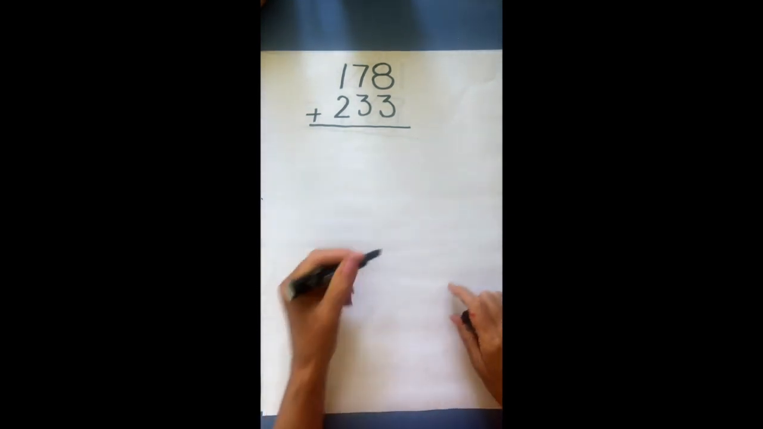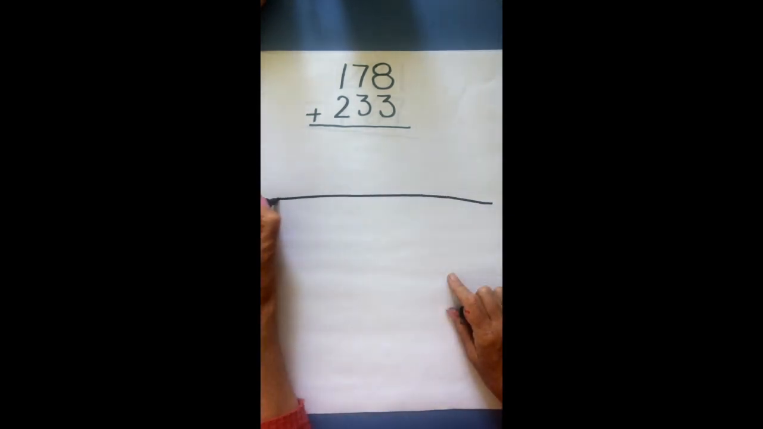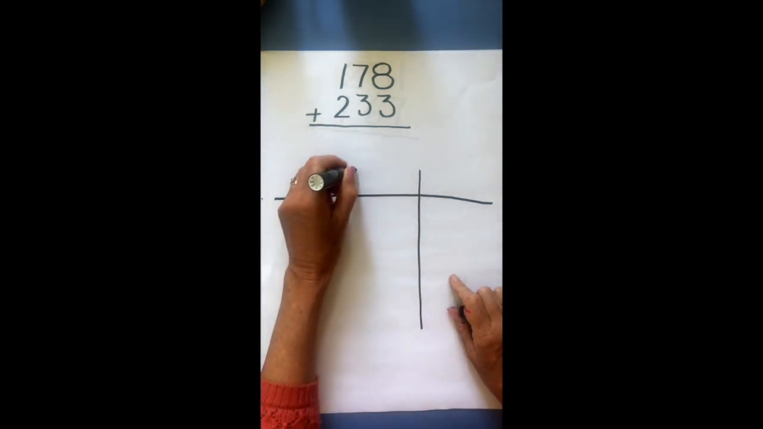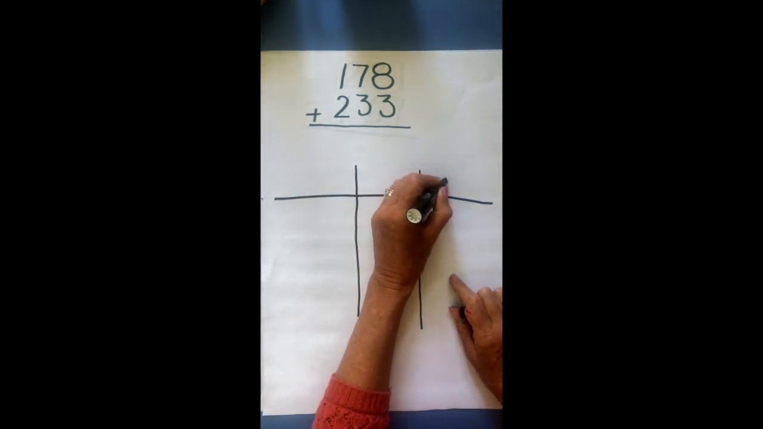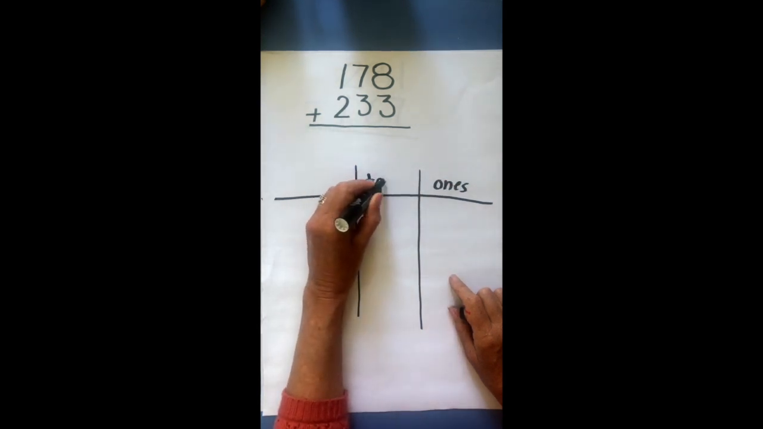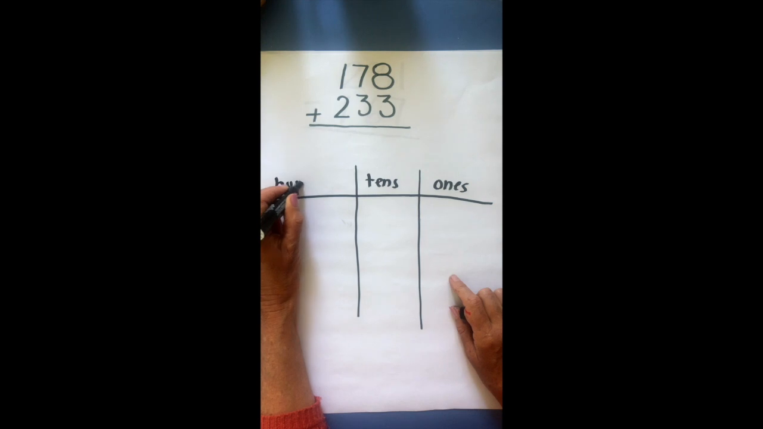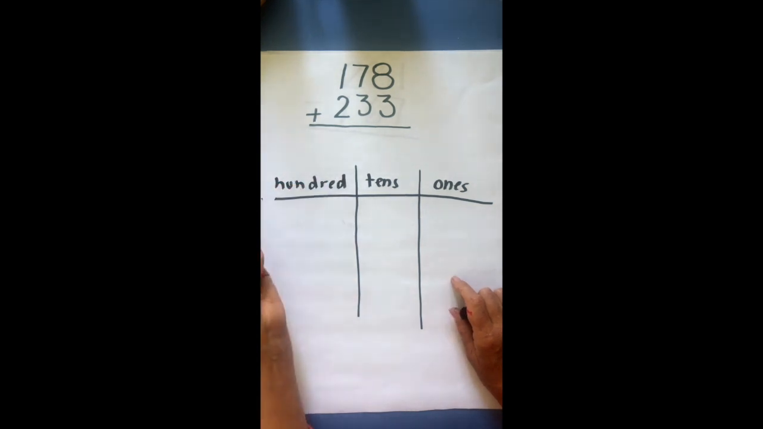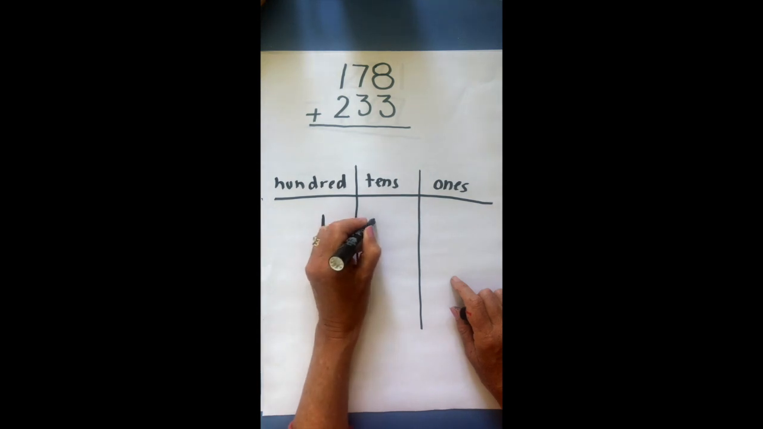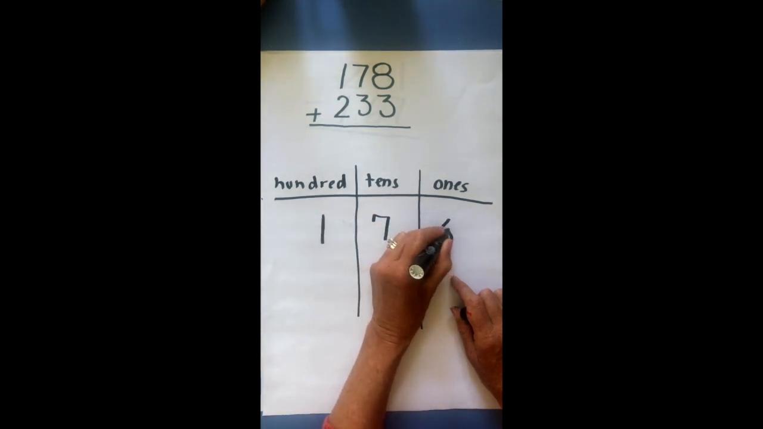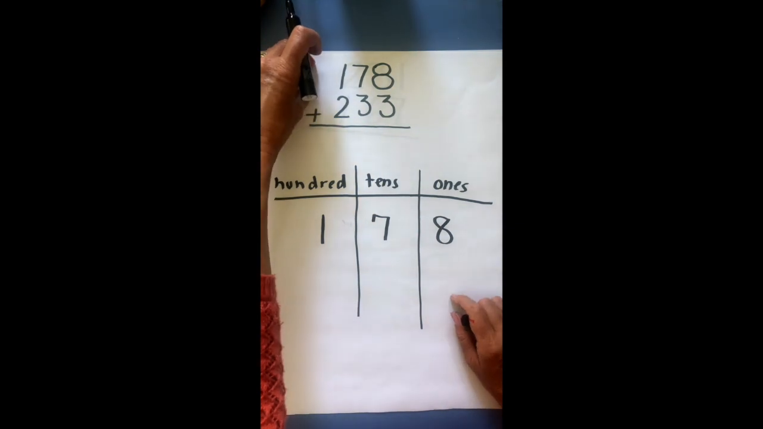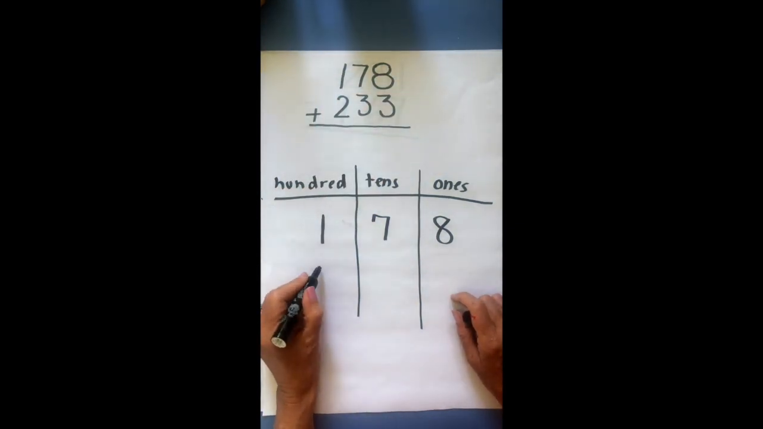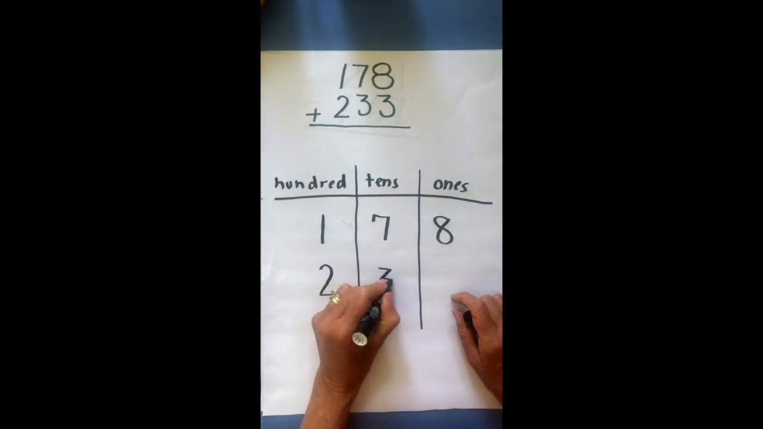Now, let's say after this, you want to try doing this the traditional way. Well, even when I do it the traditional way, I like to make a place value chart because it's kind of fun. I draw ones, tens, hundreds. But instead of drawing a picture this time, I'm just only going to put in the digits. So I have my first number, which is 178. And now I have to represent my second number, which is 233.